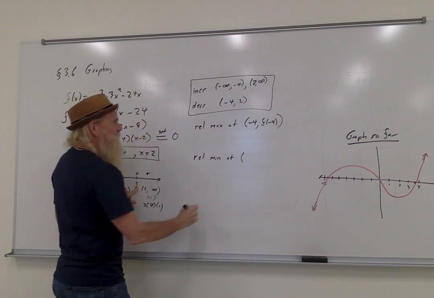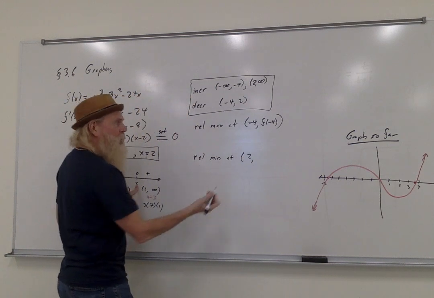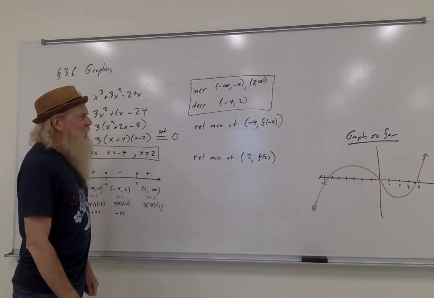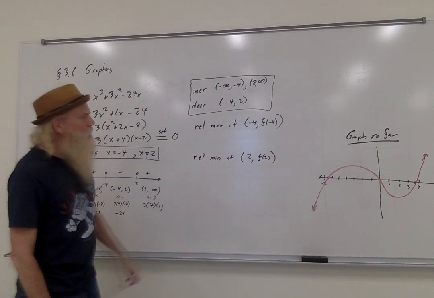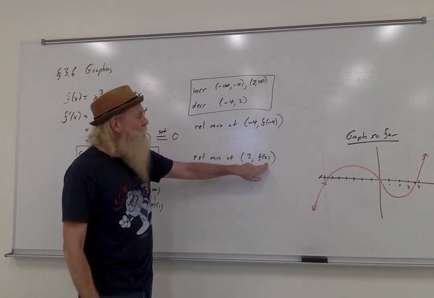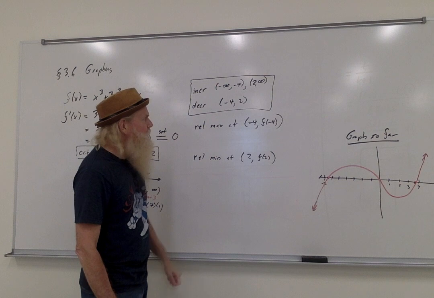So the relative minimum is going to happen at 2, comma, f of 2. Now remember, technically, the maximum and minimum are the y-coordinates of these points. So let's plug back into the original function to find out what those y-coordinates are.